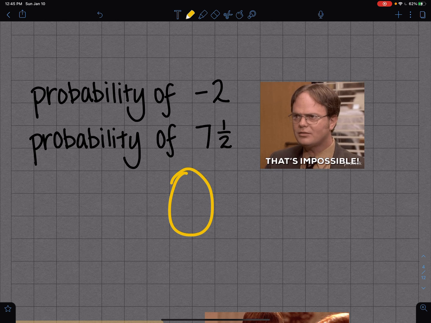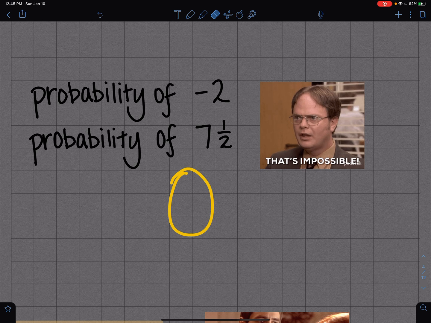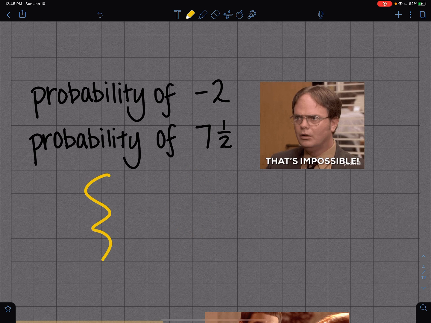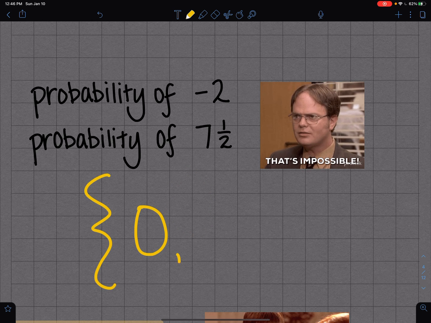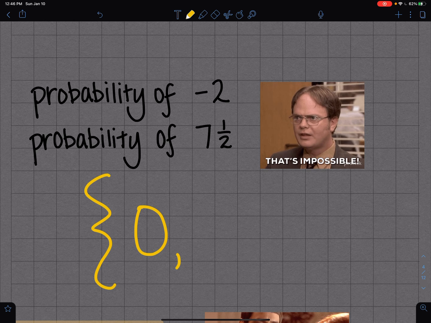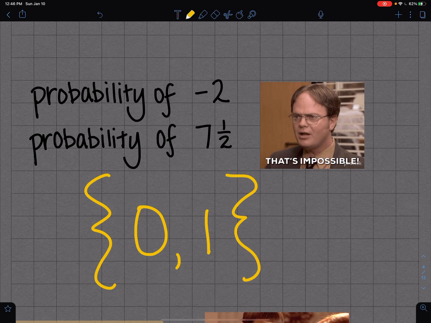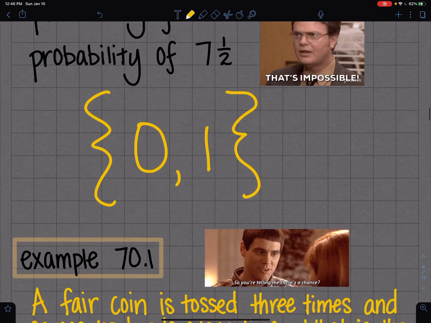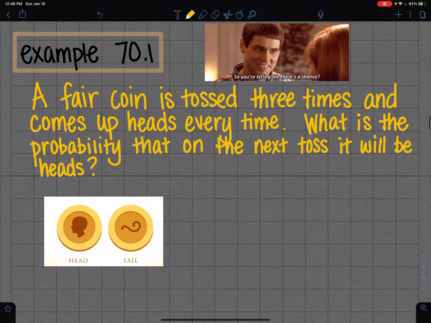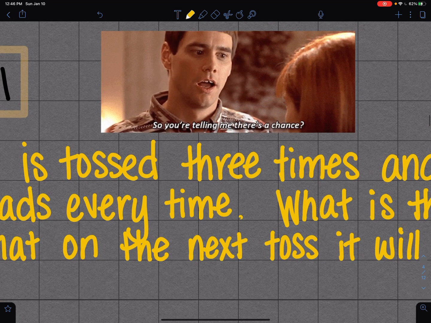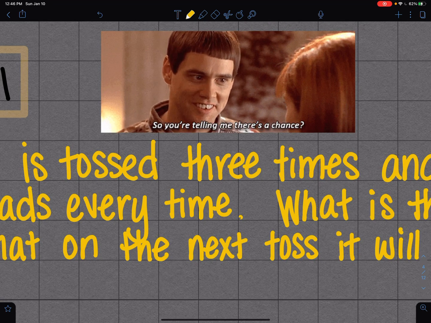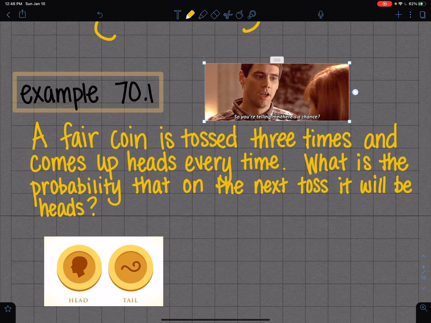So the only probability answers that you're going to get are going to be between 0 and 1. And it's inclusive. It could be 0, it could be 1, and it could be anything in between. So that's the only answer you're going to get for probabilities. It's somewhere between 0 and 1, inclusive. Okay. So you're telling me there's a chance. I know you've never seen that movie, but that's all right. Someday in the future, you'll get that joke.